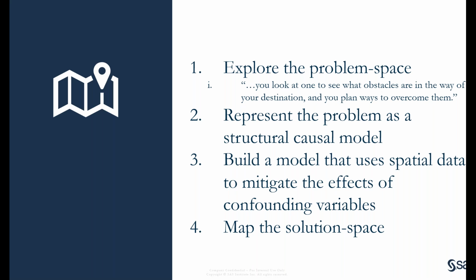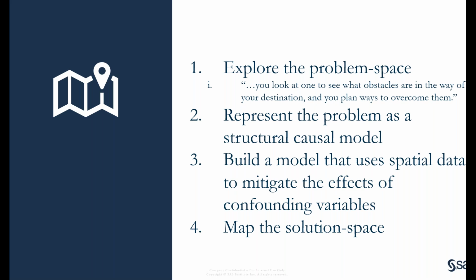So yeah, if you were to model this, if you're going to map the solution space, how would you go about doing it? What's the takeaway from this whole rambling discussion? Well, the first is to explore the problem space. You look at a map to see what obstacles are in the way of your destination and plan ways to overcome them. This is the exploratory data analysis phase. But then you move beyond that and you begin to represent the problem that you have.